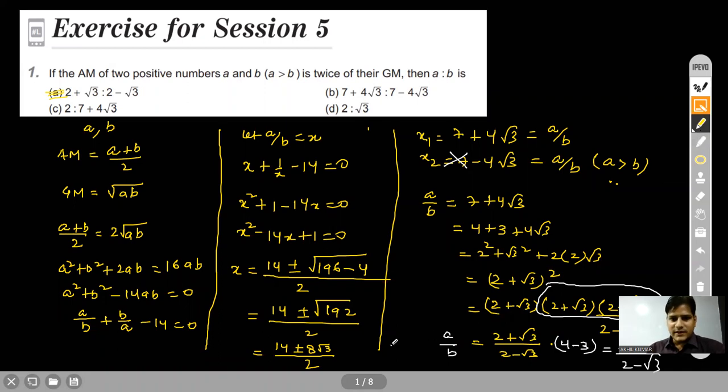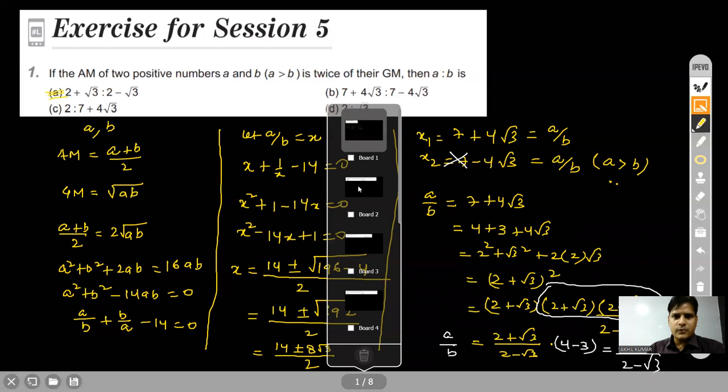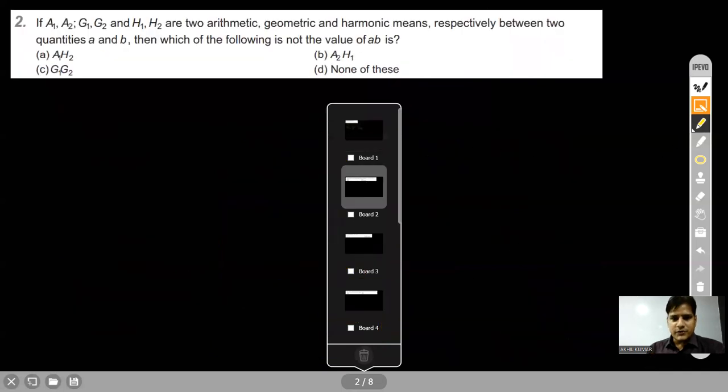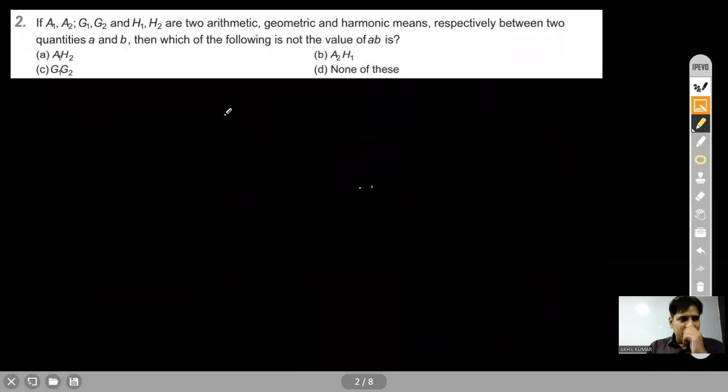So let's move to the next question. What is there in next question? If A1, A2, G1, G2 and H1, H2 are two arithmetic, geometric and harmonic means respectively between quantities A and B. Okay.